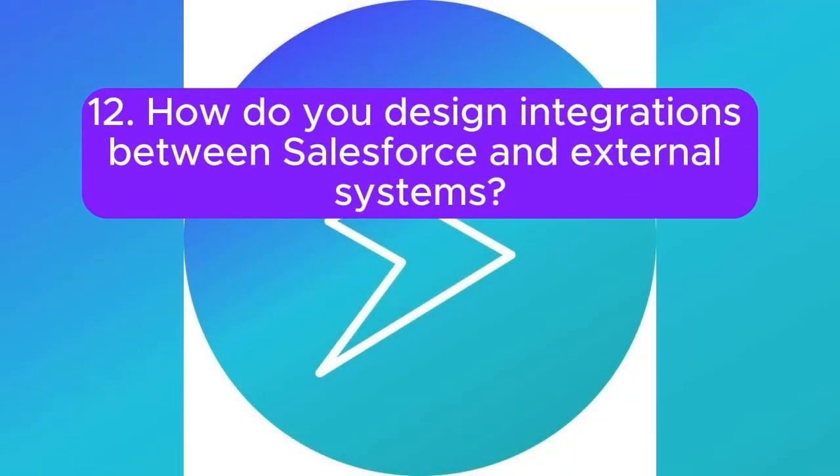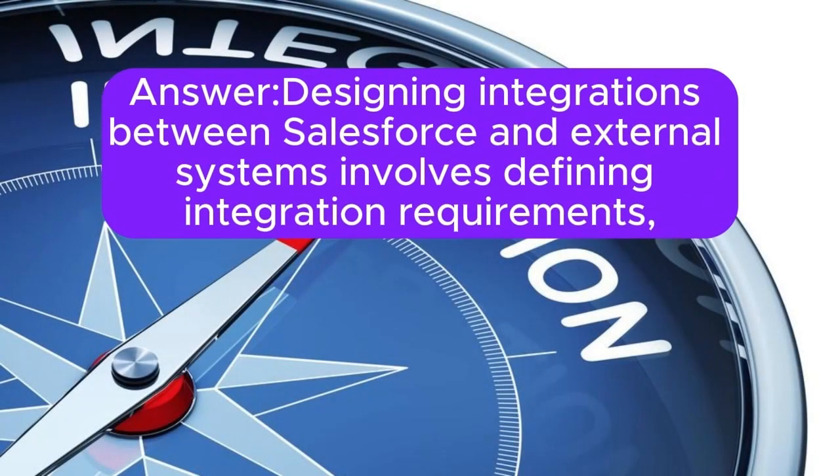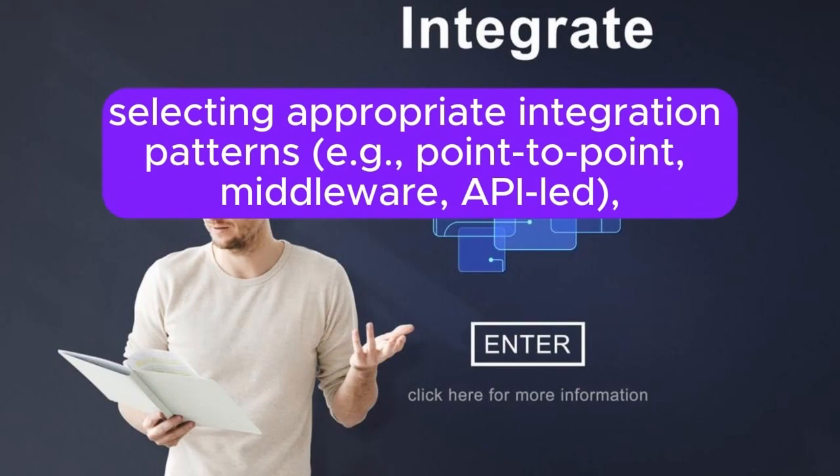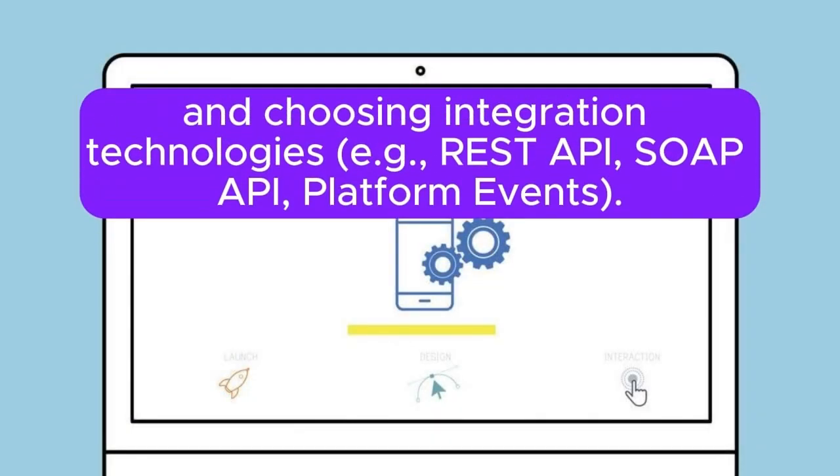12. How do you design integrations between Salesforce and external systems? Answer. Designing integrations between Salesforce and external systems involves defining integration requirements, selecting appropriate integration patterns, for example, point-to-point, middleware, API-led, and choosing integration technologies, for example, REST API, SOAP API, platform events.